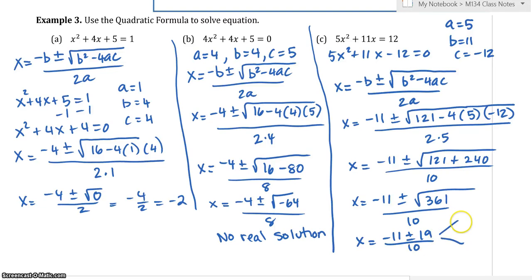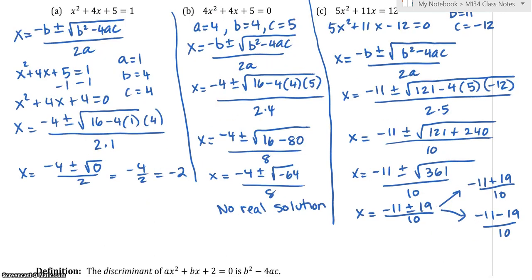You can break it up into 2 things. Negative 11 plus 19 over 10, or negative 11 minus 19 over 10. That's what the plus or minus means. So I'm running out of room here, but x is equal to, if you take negative 11 plus 19 over 10, that would be 8 over 10, which is 4/5. That's one answer.